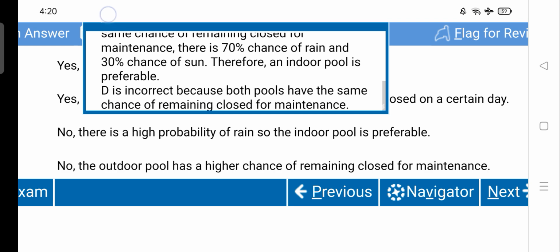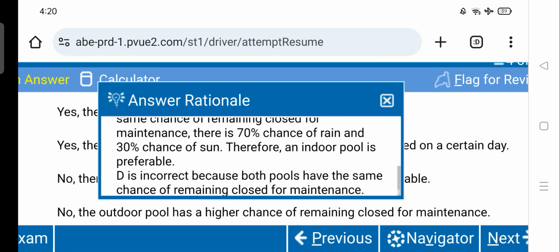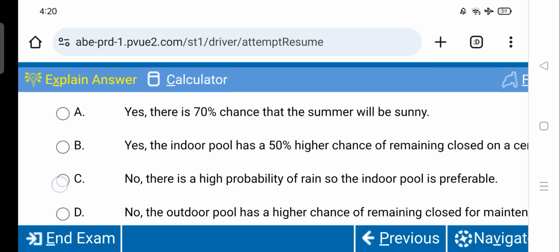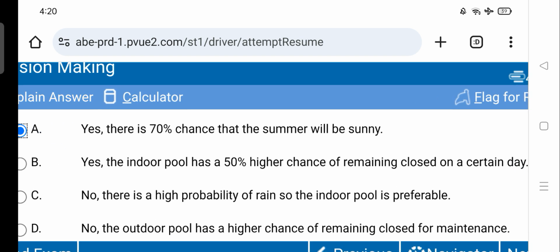If we talk about option D, which is incorrect, because both pools have the same chance of remaining closed for maintenance. So, because of these reasons, we can say that option C is the correct option, which is no. There is a high probability of rain, so the indoor pool is preferable.